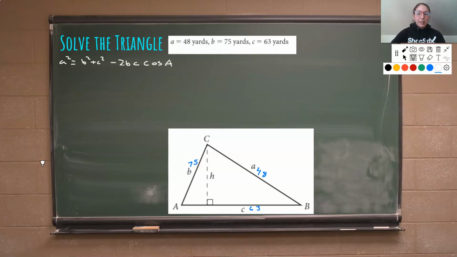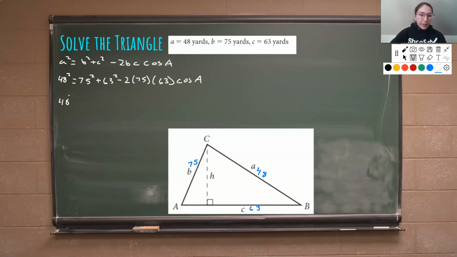So let's plug in our pieces. A squared, 48 squared, equals b squared, 75 squared, plus c squared, 63 squared, minus 2 times b, which is 75, times c, which is 63, times cosine of A. So we'll find big A in all of this. Through some algebra, I'm going to subtract, divide by this piece, and then hit it all with an inverse cosine. So let's see what that looks like.